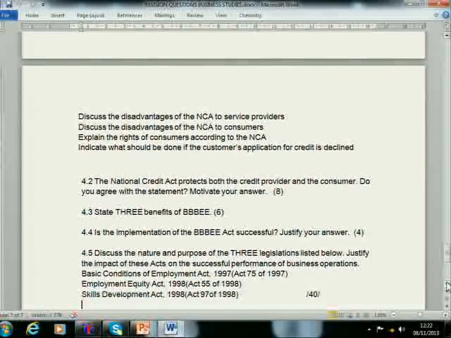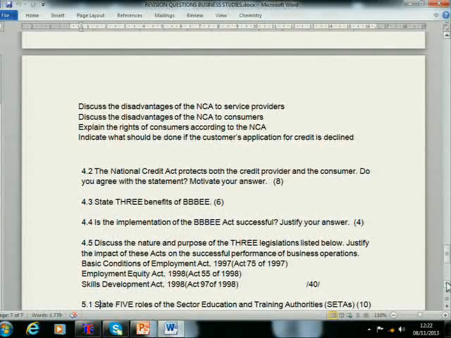These are other examples wherein the same information has been requested from different question papers in different years. 4.5. Discuss the nature and the purpose of the three legislations listed below. The purpose, the nature, the impact. You need to remember that. And you justify the impact of these acts on the successful performance of business operations. Which acts? The Basic Conditions of Employment Act, Employment Equity Act, Skills Development Act.